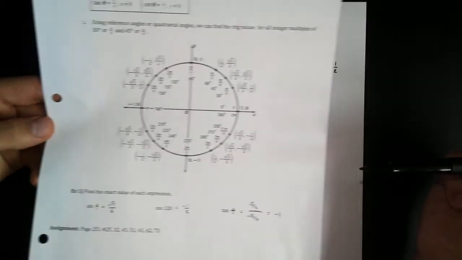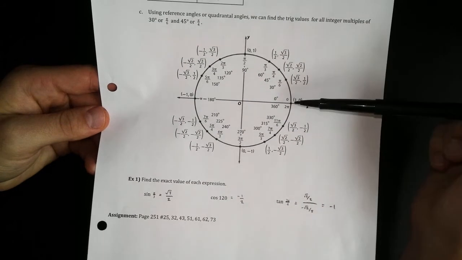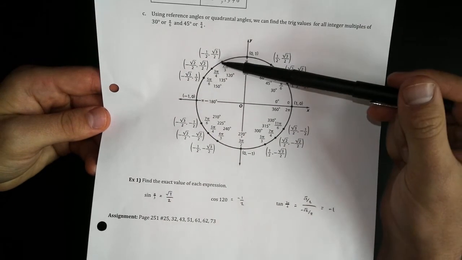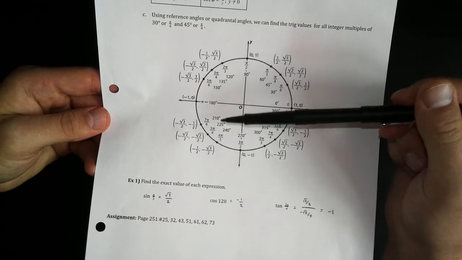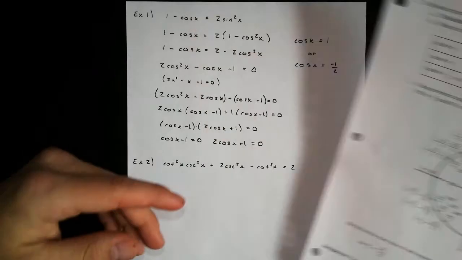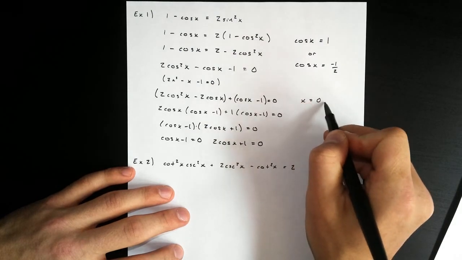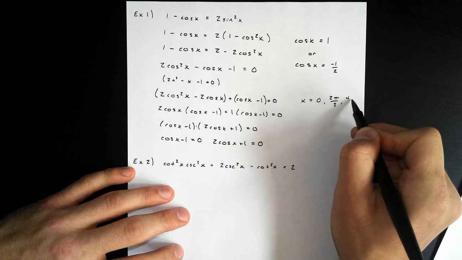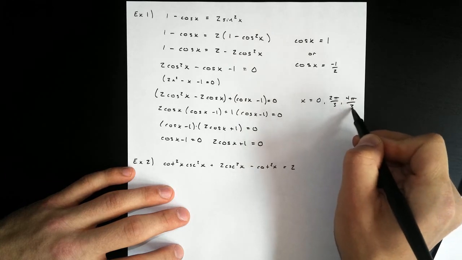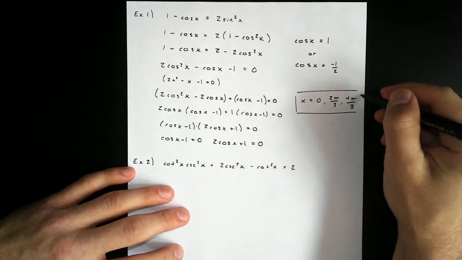And then when is the x value negative 1/2? So when is x negative 1/2? We have 2 pi over 3, and then the symmetrical one, 4 pi over 3. So our solutions, we have 0, 2 pi over 3, or 4 pi over 3. And there we go.